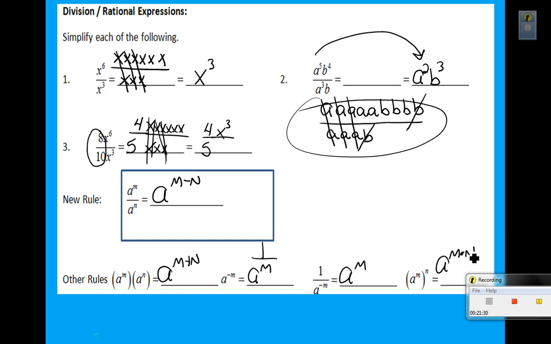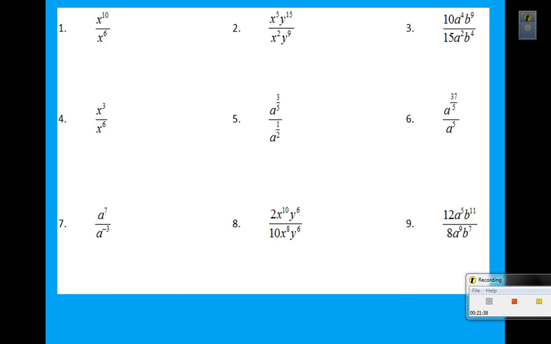Hang with me because I really don't have that much more to go. So here's how easy it is. X to the 10th over x to the 6th becomes x to the 10 minus 6, which is x to the 4th. You're done. My number 2, x to the 5th, y to the 15th over x squared, y to the 9th. This becomes x to the 5 minus 2 is 3. Y to the 15 minus 9 is 6. And then we're done.